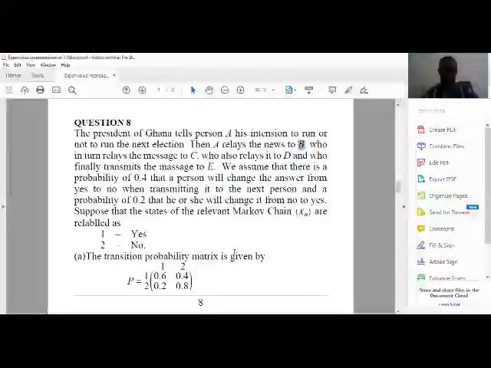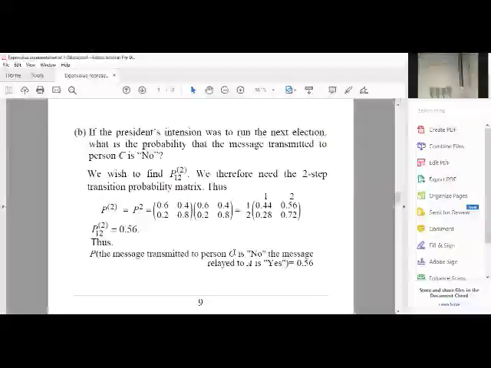Have you seen it? Yes, please. Great. So the second question says that if the president's intention was to run in the next election, what is the probability that the message transmitted to C is no?